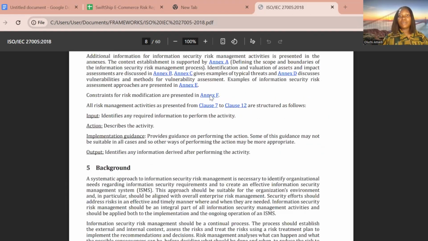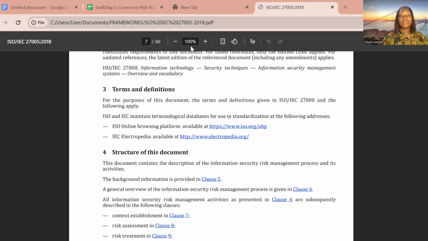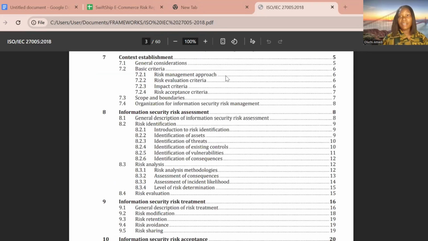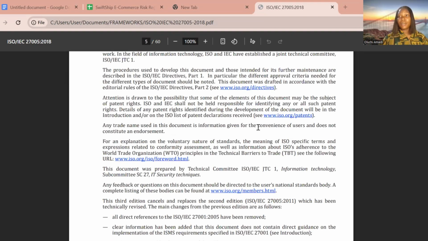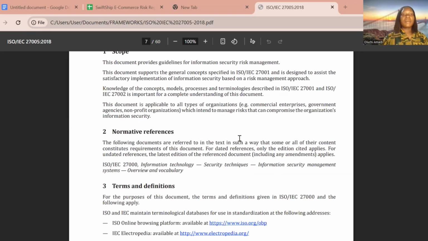From this ISO 27005 document, this is the overview of everything in ISO 27005. So you can get this document and go through it and study it later.